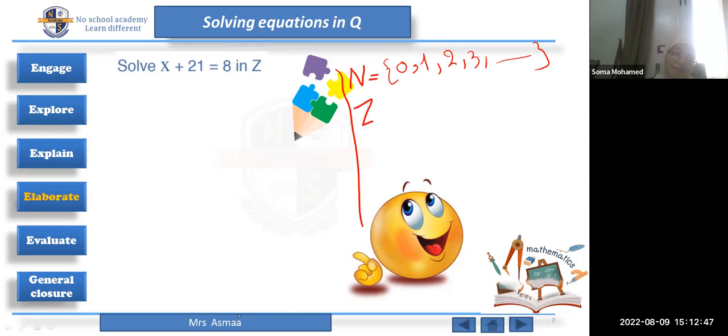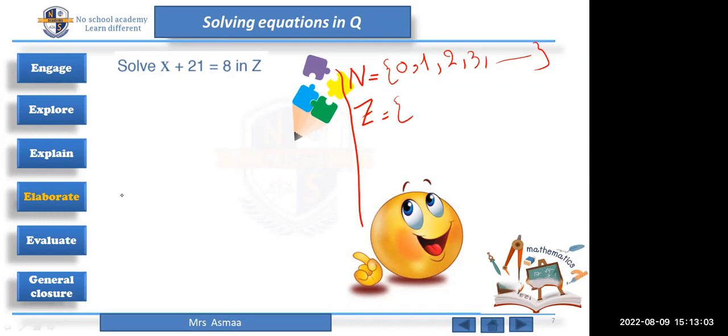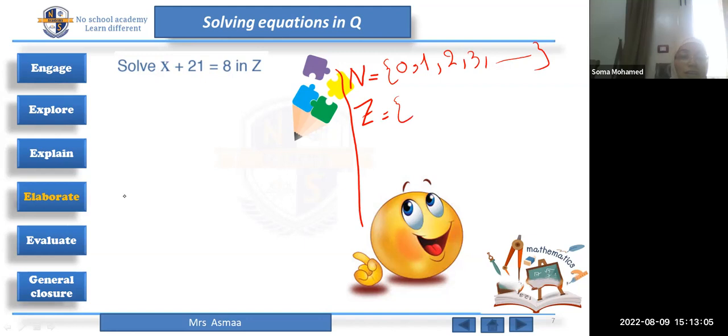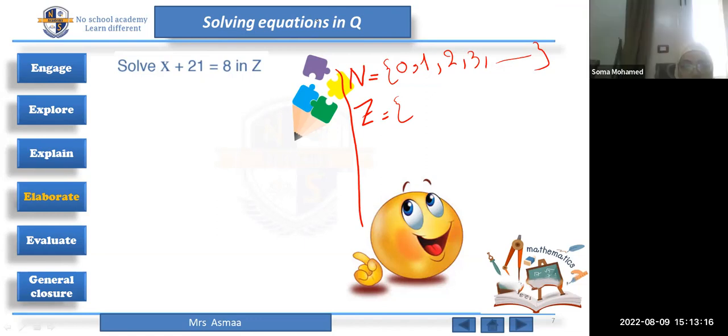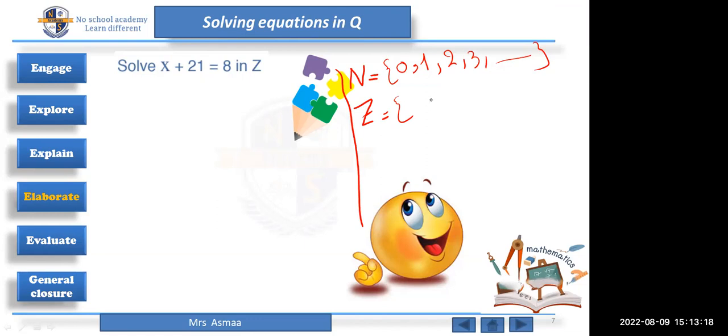Who can tell me what is the Z? If you know, raise your hand. Saja, answer. What is the Z? What is the integer number? It has Z positive and Z negative. It takes all numbers, even if they're negative. Yes, so Z contains all positive and negative numbers. Give me an example about the numbers, please.